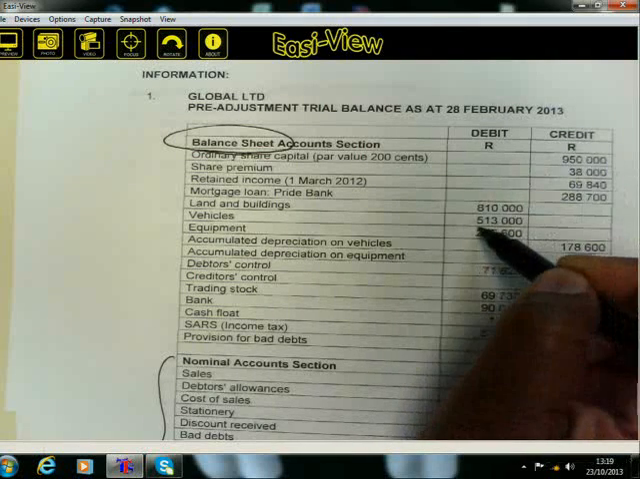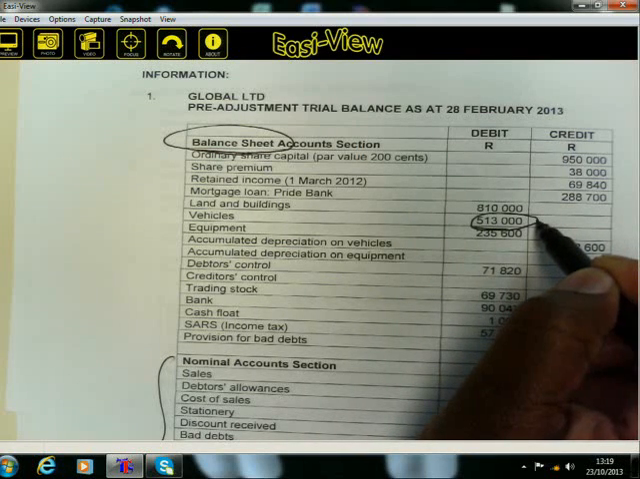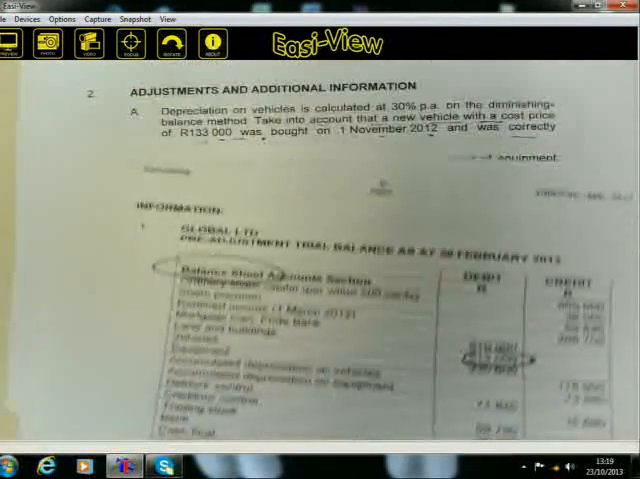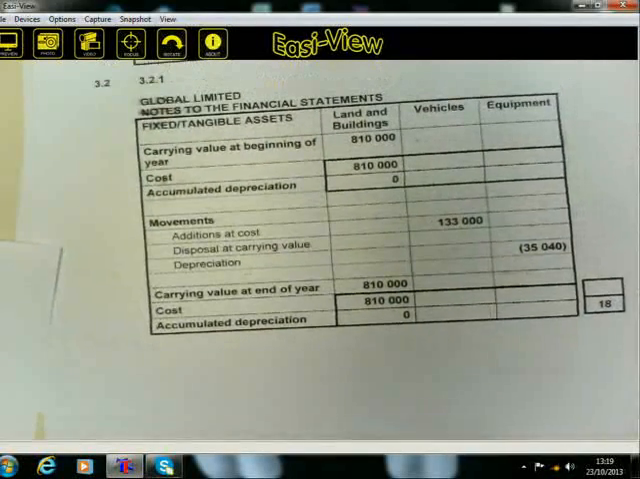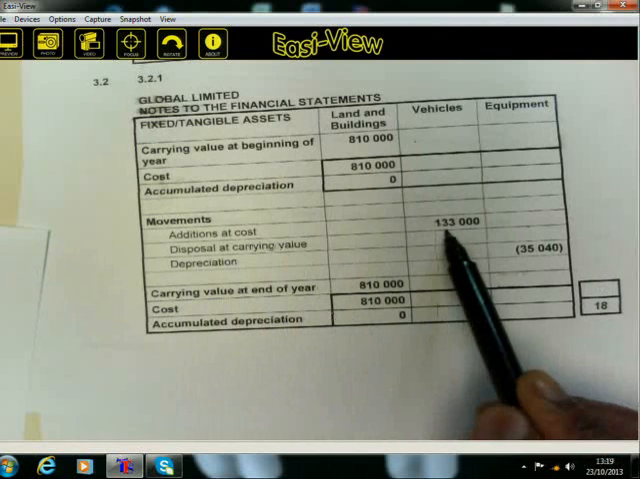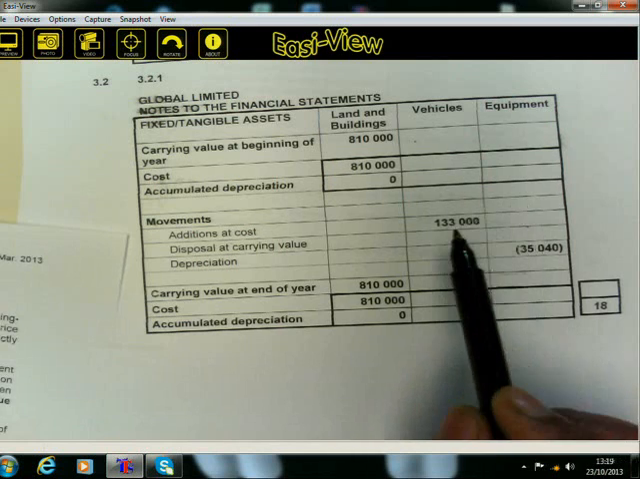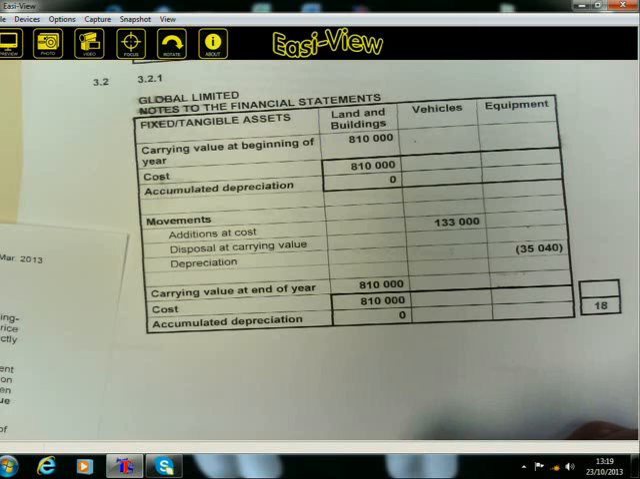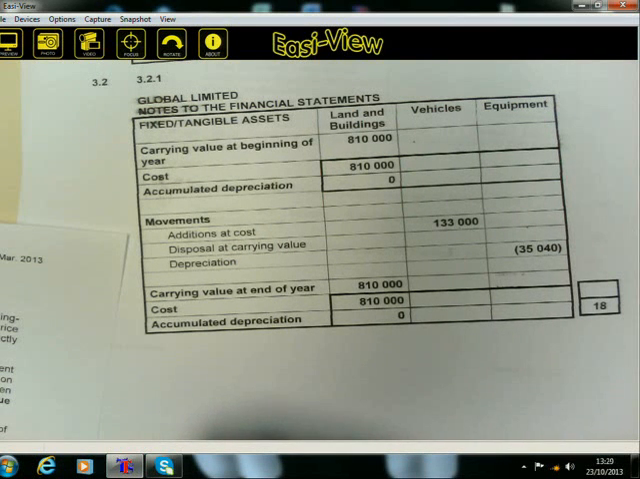That means included in the vehicle balance, the 133 was recorded. So for the trial balance to reveal 513, it simply means the 133 was already included. Let us capture that information. It says the additions is 133, during the year, in November. But before November, how much was the vehicle? According to the pre-adjustment trial balance it is 513,000.